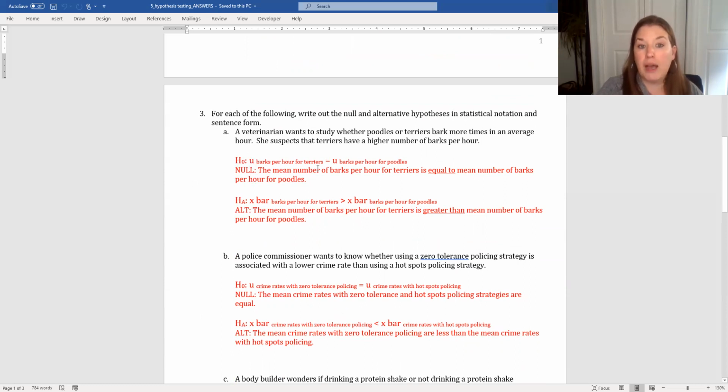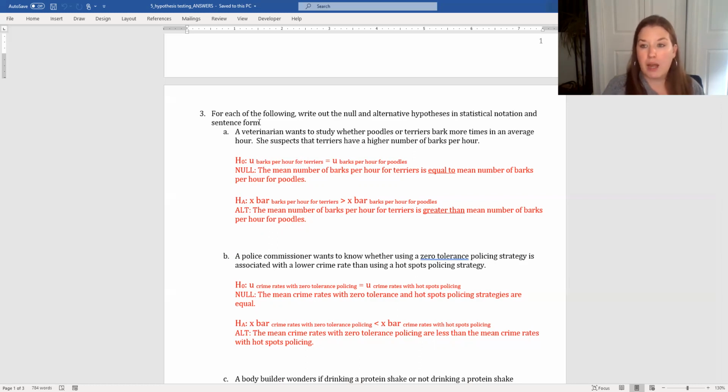Mu is our mean, right? And so here we're saying we have to figure out then what goes for each of these groups. A, it says a veterinarian wants to study whether poodles or terriers bark more times in an average hour. She suspects that terriers have a higher number of barks per hour.